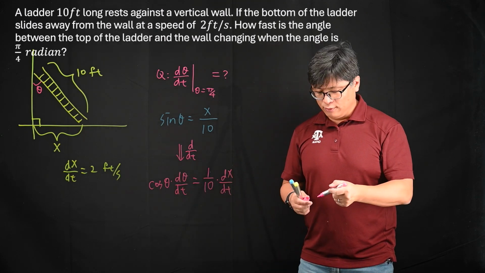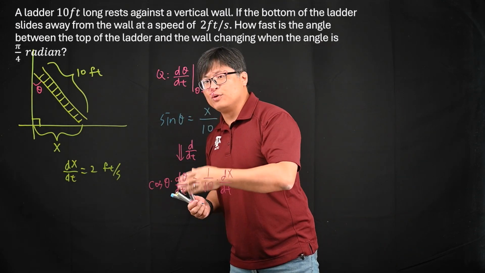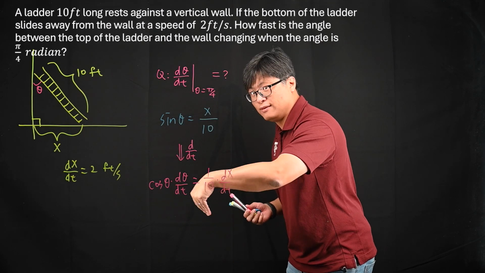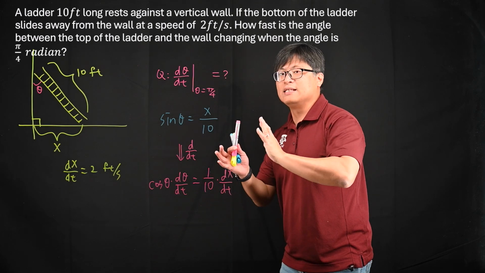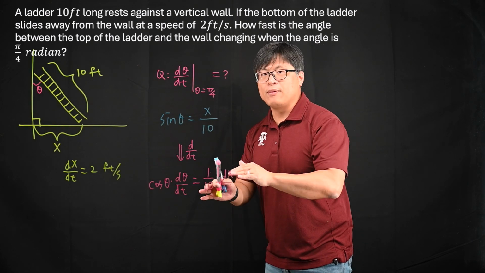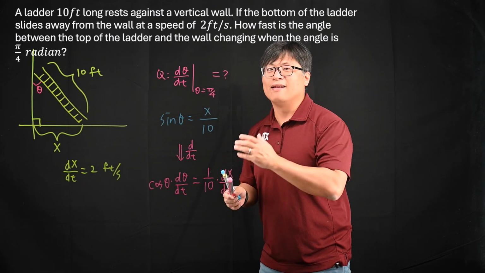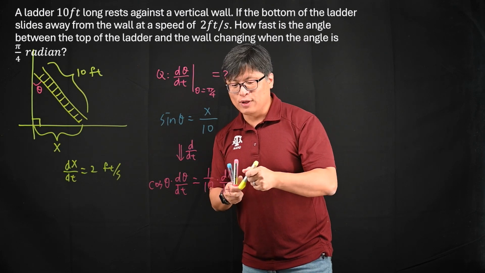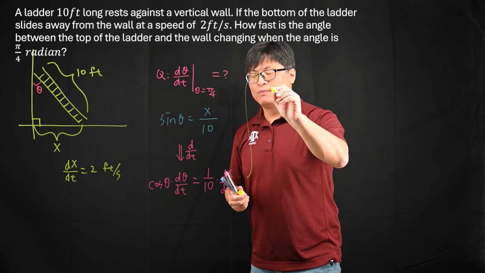Now we are ready. Look at that. Theta is given, which is pi over 4. We're going to plug in here for cosine theta. And d theta/dt is my problem. And dx/dt is given as well. Plug in everything. Halas. Halas means we are done, okay? So here we go. Let me move here.